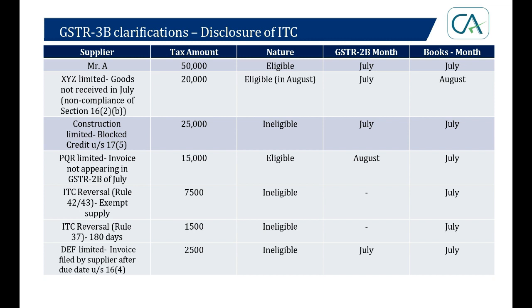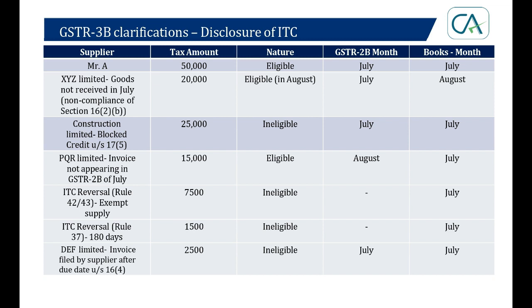So if the goods are received on 2nd or 3rd of August, what are we going to do in our books of accounts? We are going to create an unclaimed input tax credit ledger. Even though we may be able to put in the purchase, the credit we cannot claim, right? Now here, what are we going to do? We are going to see that this particular input cannot be claimed in the month of July GSTR-3B. Now we are going to see what the treatment of this is.